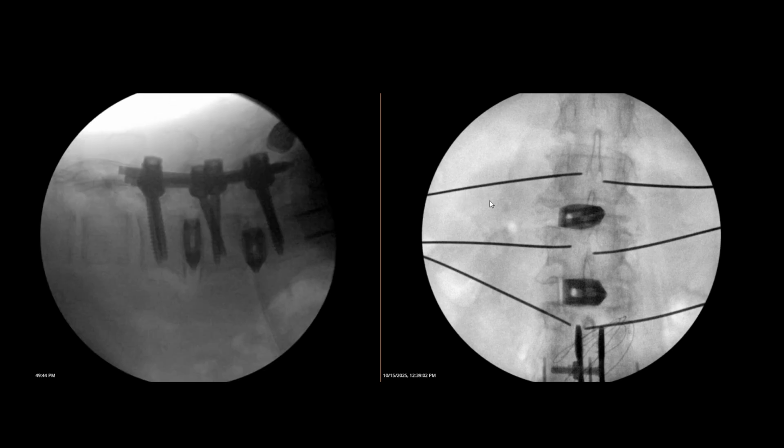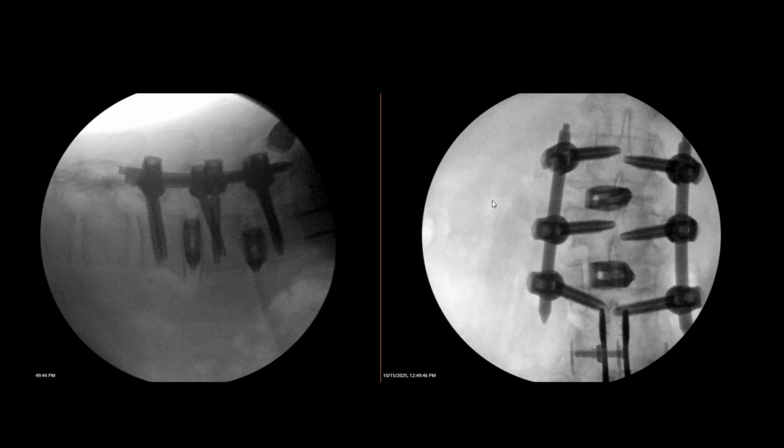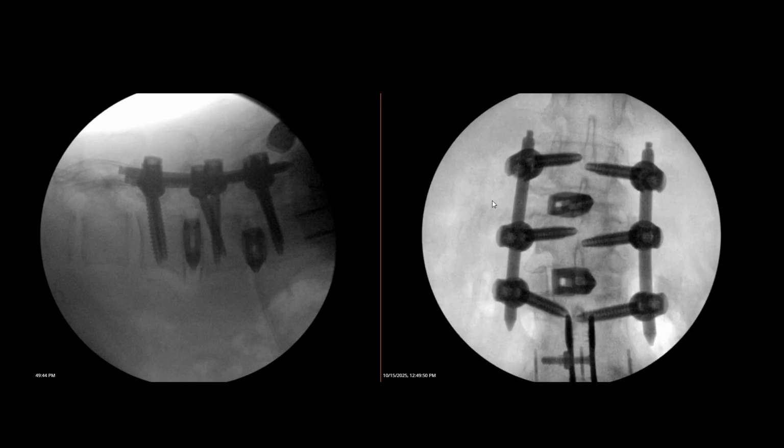And practically, this is our final AP and lateral. And here, our final is done at 12:49. Practically 24 minutes after we started this, so 25 minutes after we started the surgery, we are going to spend another few minutes to close the small incision. So this surgery was 31 minutes skin to skin for 2 levels.